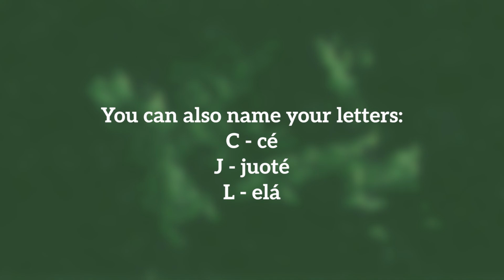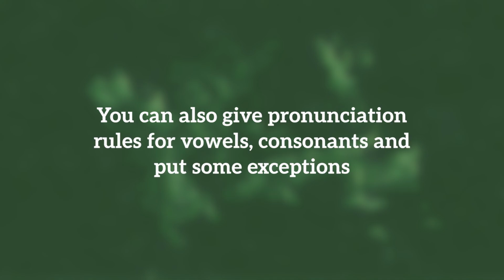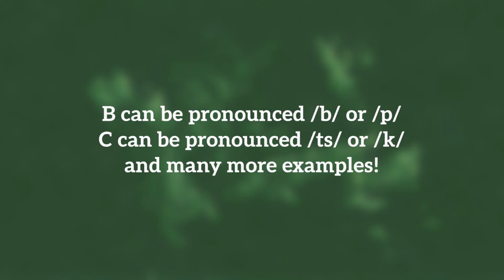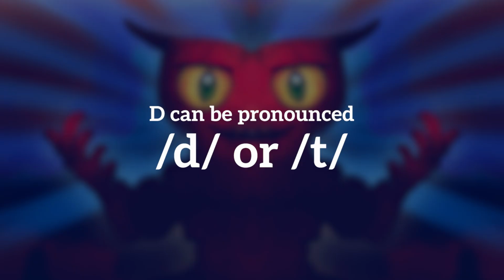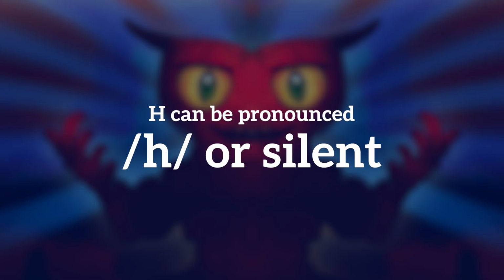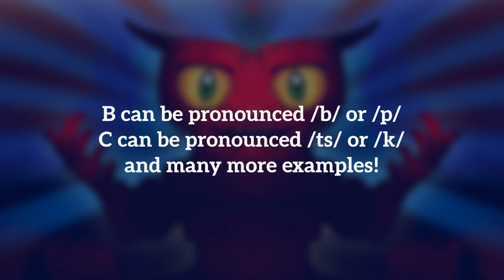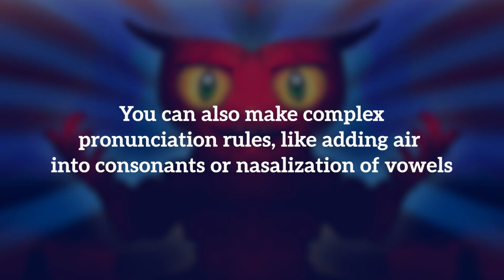Now you can name your letters like I did in one of my previous videos, but you can also give some pronunciation for the vowels and consonants. For example, B can be pronounced like B or P, C can be pronounced in these three ways, C, K and Th. D can sometimes become T, H can be either silent or pronounced like H, but you can make custom pronunciation depending on how complex pronunciation you want to achieve in your language.